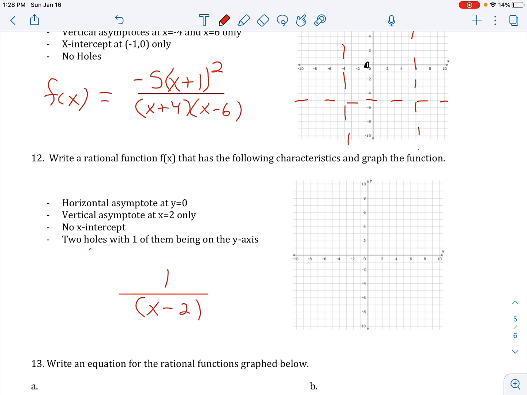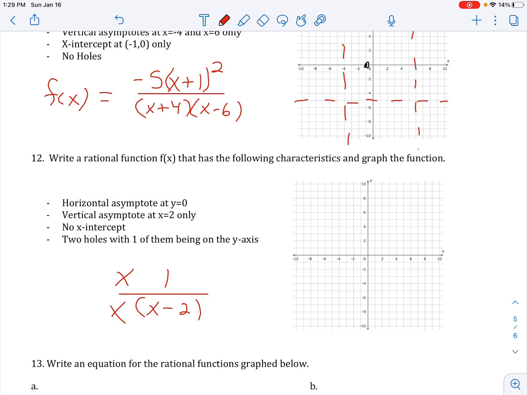And now the last part, though, it says 2 holes. One of them being on the y-axis. So if it was on the y-axis, we could do this. And if I did that, those would cancel, creating a hole. And they would create a hole where x is 0, which would be on the y-axis.